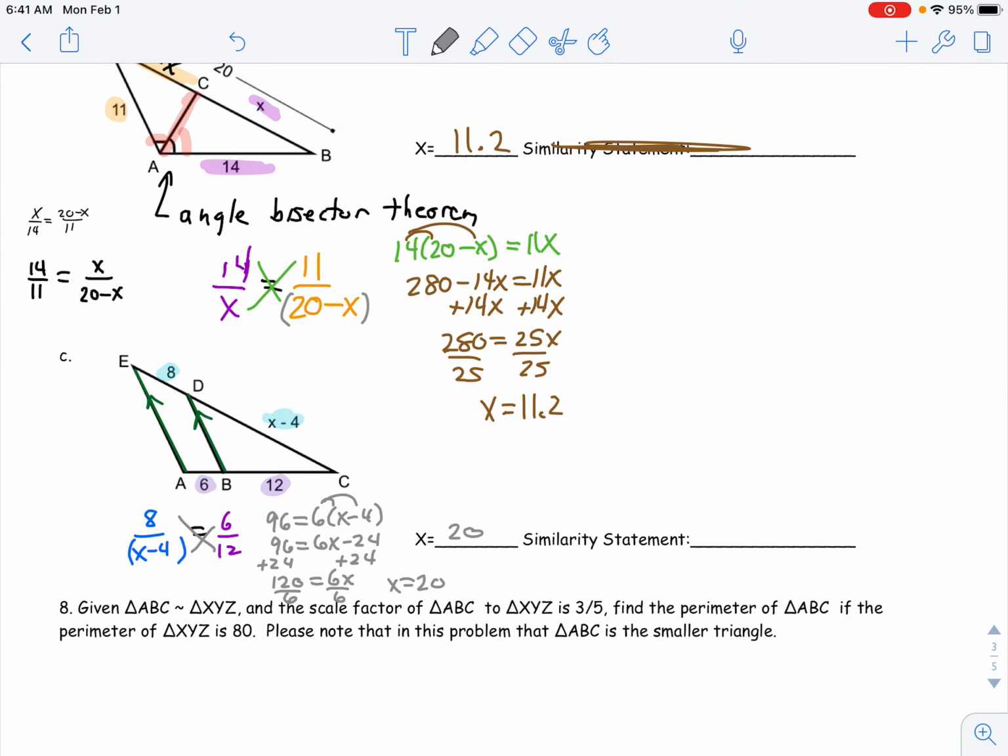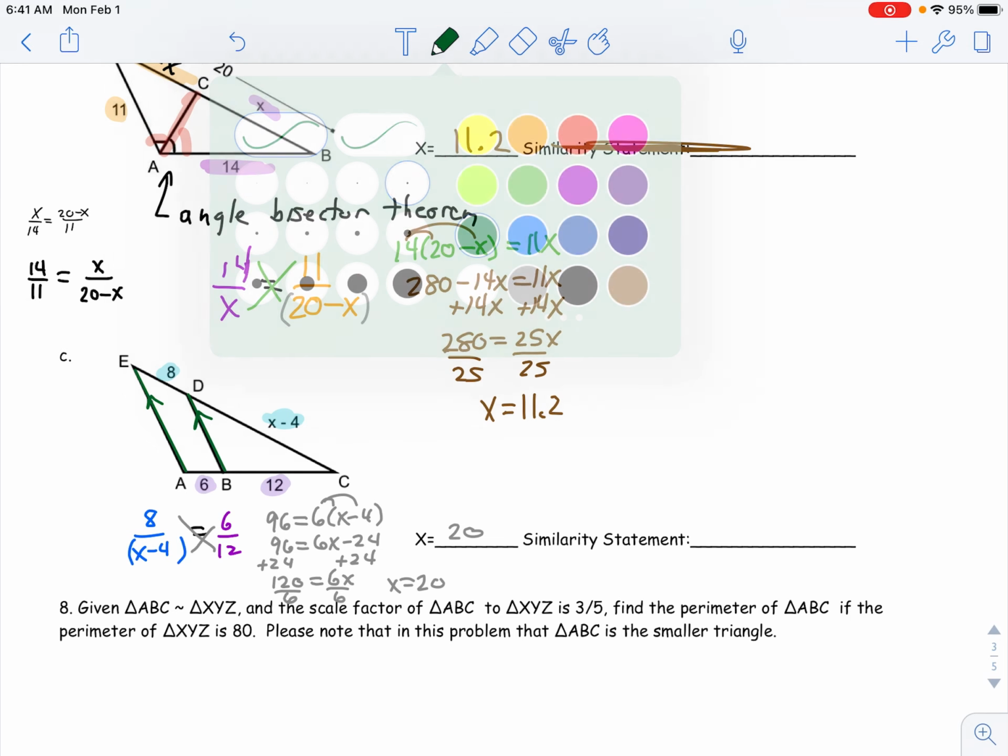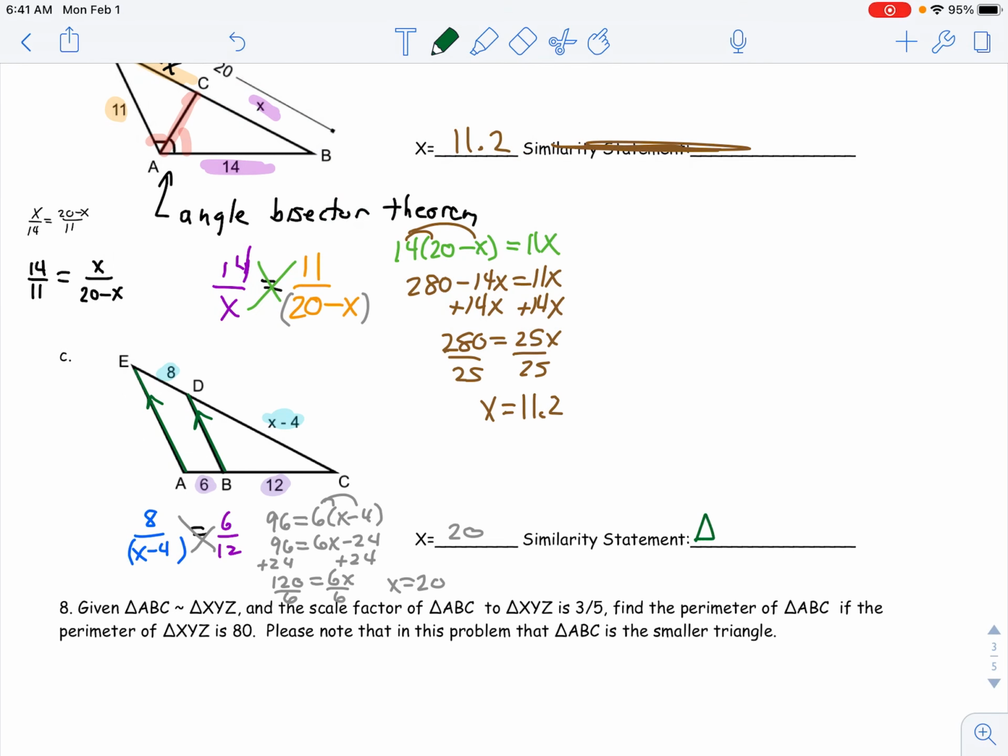And in this case here, we'll write a similarity statement. Triangle AEC is similar. So remember, like the first triangle, it really doesn't matter the order you go in, AEC. Well, in the second triangle, the order is going to matter. Well, what corresponds to A? That's going to be B. What corresponds to E? That's going to be D, and then C.